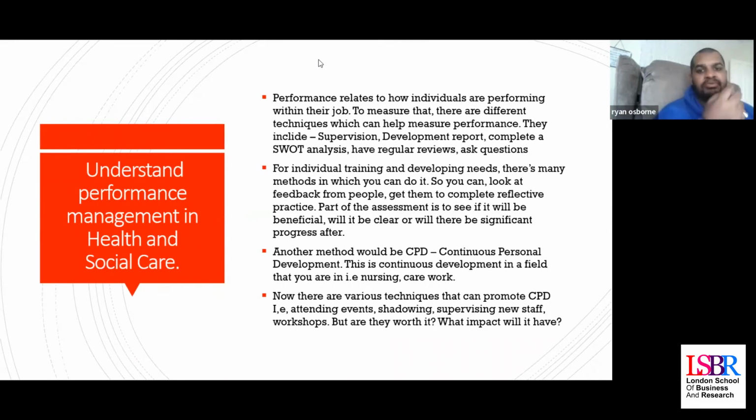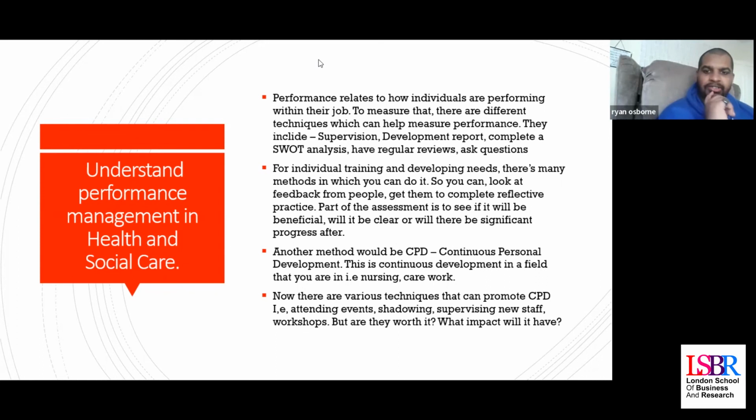As a nurse, you may attend an open day for nursing in certain areas. As a care worker, you may attend events for care workers, let's say. As a GP, you may attend an event for GPs, a one-day event for GPs. You may go to events that teach you about certain techniques.